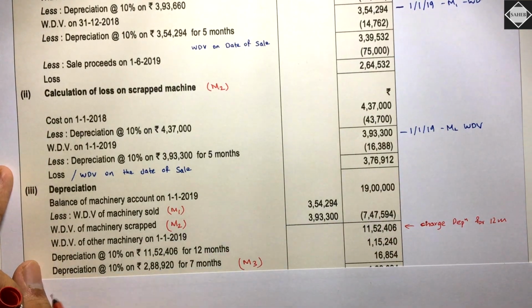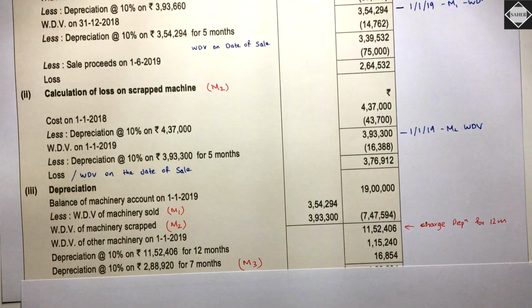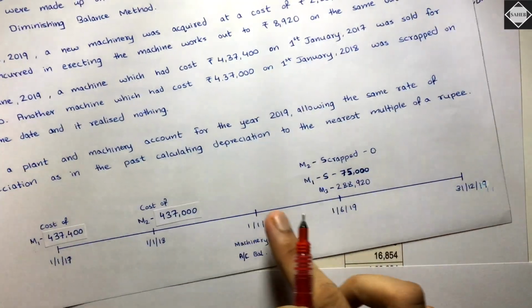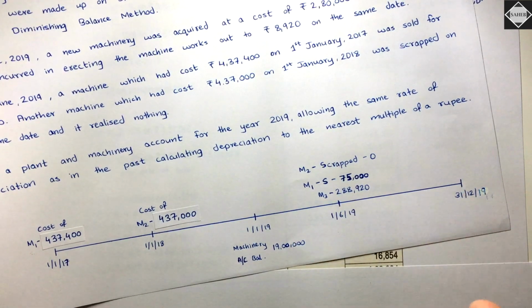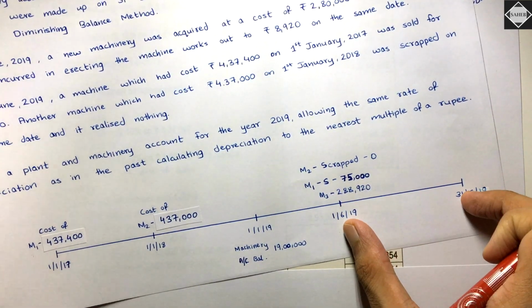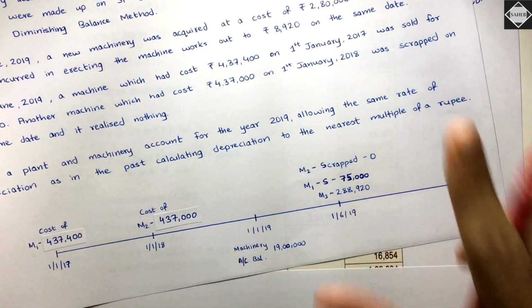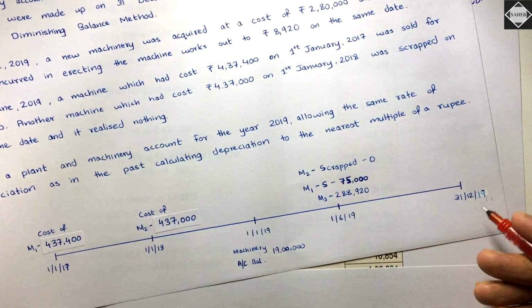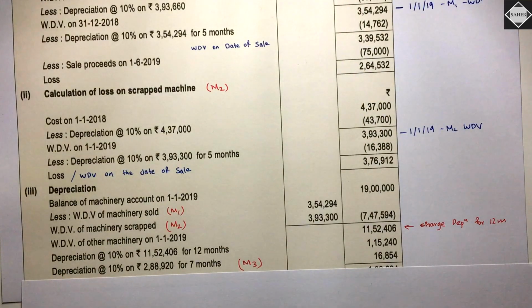And then what you have to do, you have to calculate the depreciation on the M3 also, isn't it? You had the M3 also now. For the remaining machinery you charge the depreciation for the entire year. Now for the M3 you have to charge the depreciation for only 7 months, from 1st June till 31st December. So that's 7 months. So it's easy, you can easily calculate that.